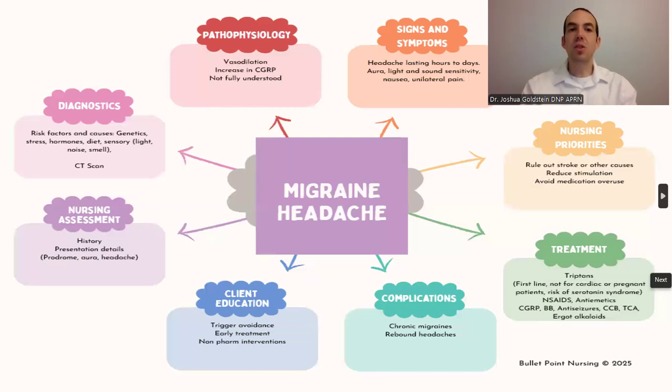The risk factors or the causes of a patient having a migraine: first of all, genetics is a big part of it. Patients that have a family history of it are much more likely to have migraine headaches. Stress is one of the top causes of a patient developing a migraine headache. Hormones are a big cause of it, a patient's diet, and then sensory triggers, such as light, such as smell, even the weather, certain noises, all of those can be triggers for the patient developing a migraine.